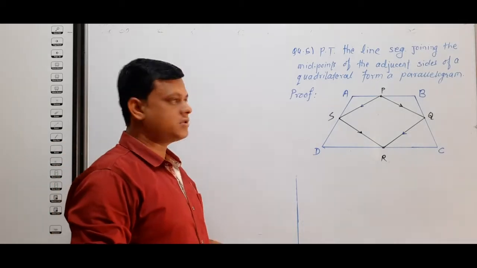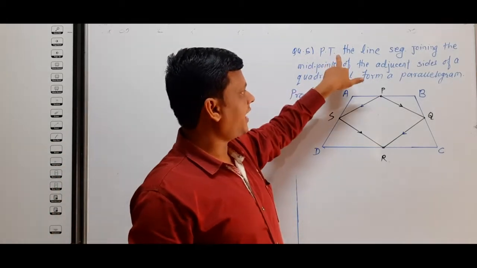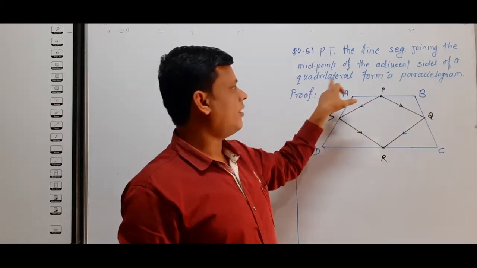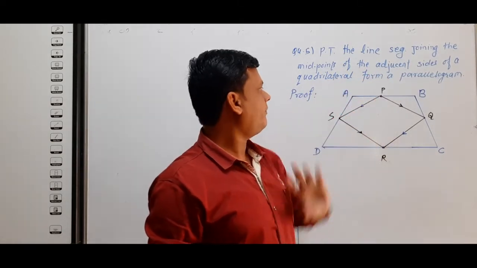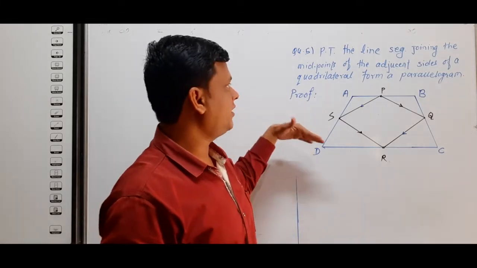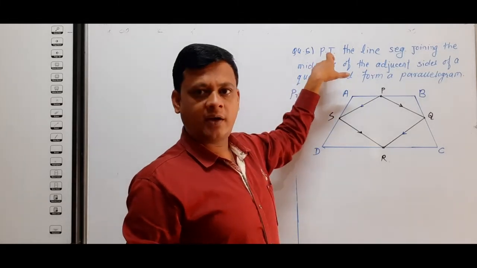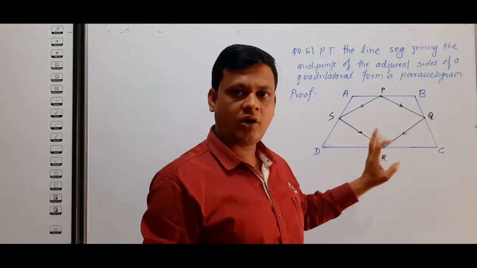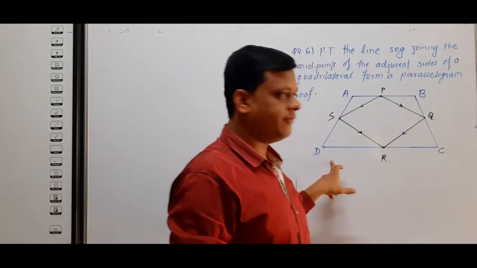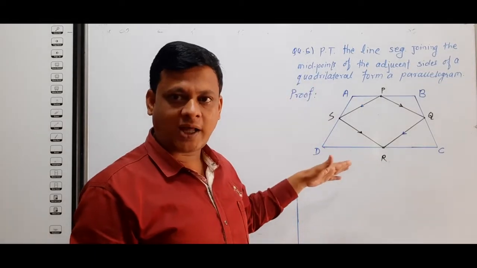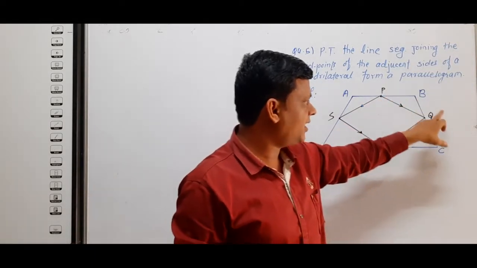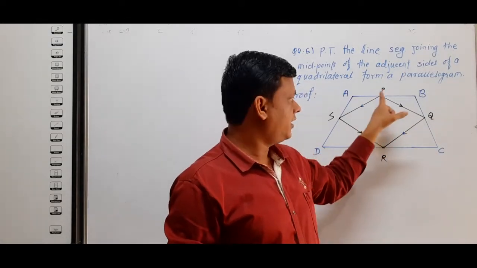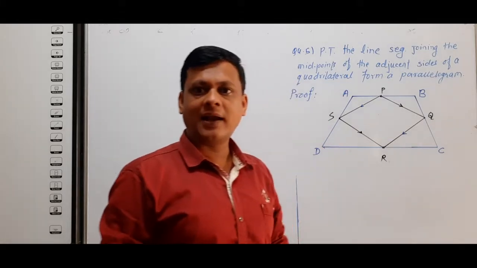Now see the next question. Prove that the line segments joining the midpoints of the adjacent sides of a quadrilateral form a parallelogram. So first we see the meaning of the statement diagrammatically. Here if we consider a quadrilateral ABCD, then we have to show that the midpoints of the sides of that quadrilateral, if we join, then they form a parallelogram.